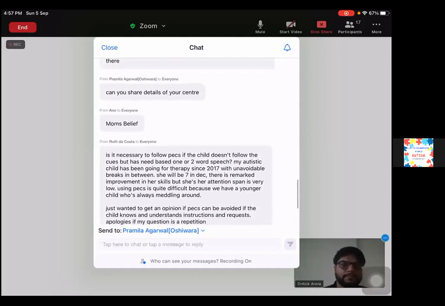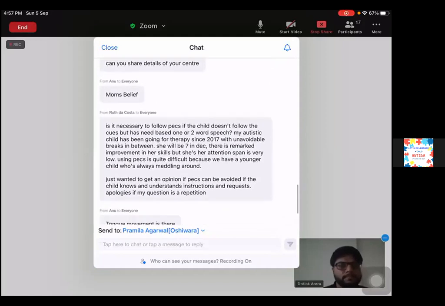From Ruth Da Costa: Is it necessary to follow PECS if the child doesn't follow the cues but has need-based 1 or 2 word speech? My autistic child has been going for therapy since 2017, with unavoidable breaks in between. She will be 7 in December, and I assume it's been 5 years since she was diagnosed with autism.